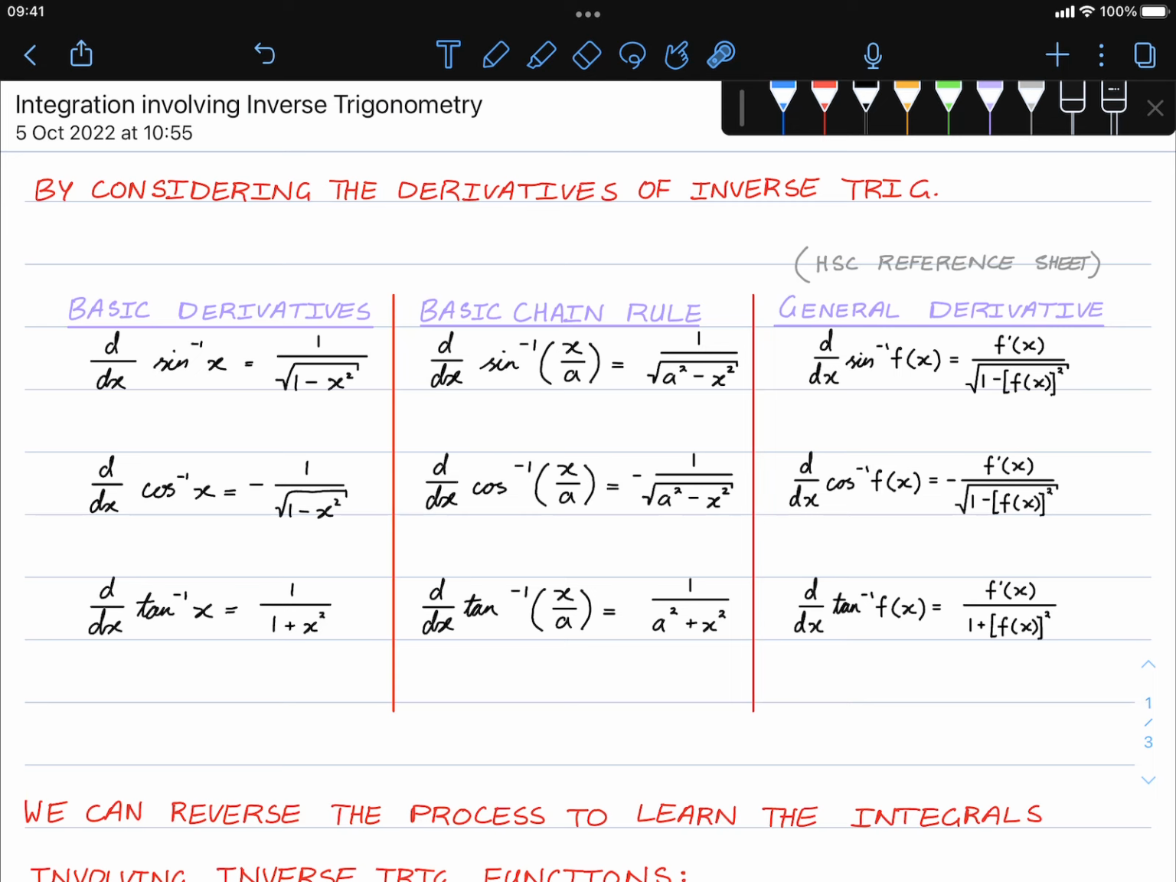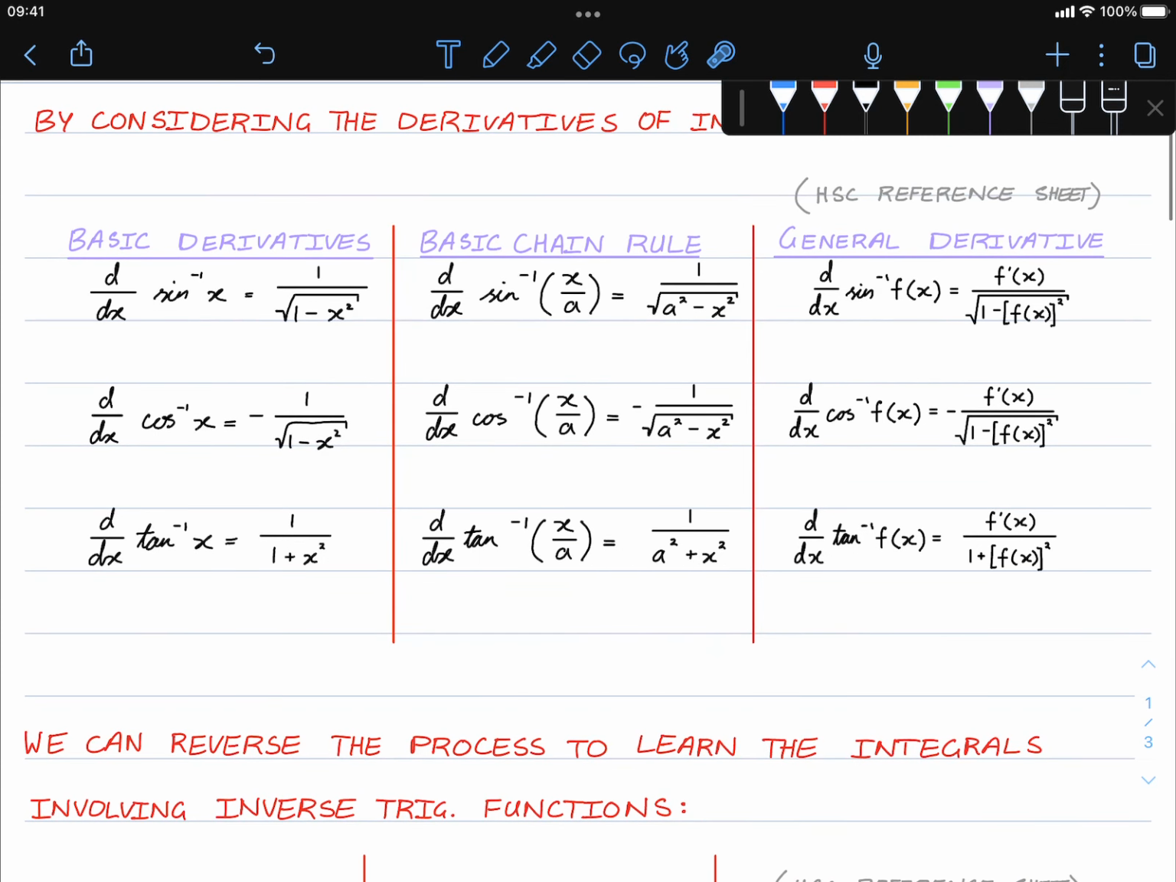Hello class, this is a video tutorial on the integration involving inverse trigonometry. By considering the derivatives of inverse trigonometry, as we've learned in prior lessons. So these are all the derivatives of inverse trigonometry. By simply reversing these, we can learn the integrals involving inverse trig functions.